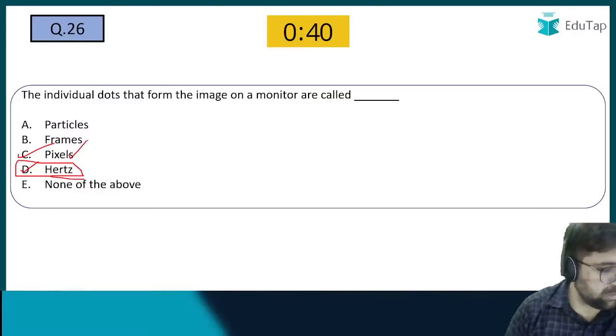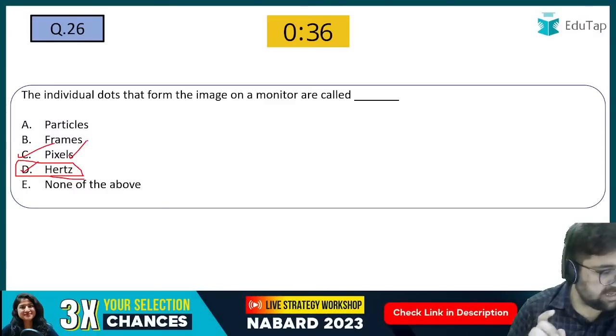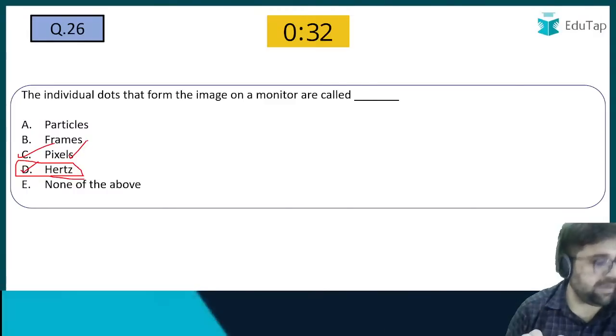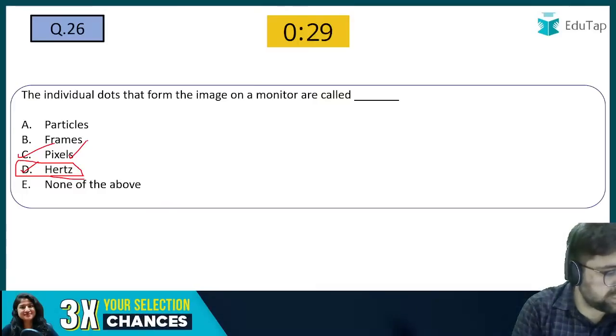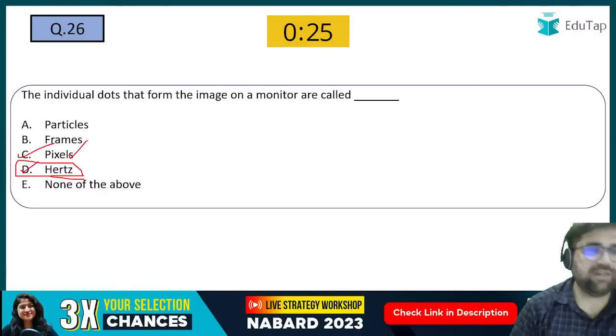Okay, cool. I can see the full form of mouse. Even that is really very new to me: Manually operated user selection equipment. Very good. Archana and Yukta, thank you for putting this in the chat box.